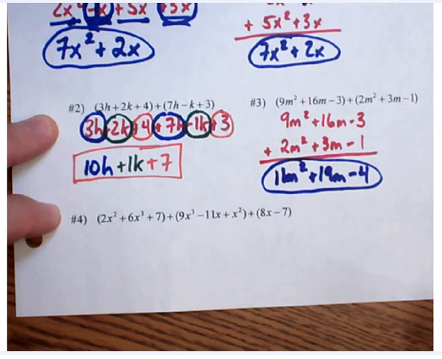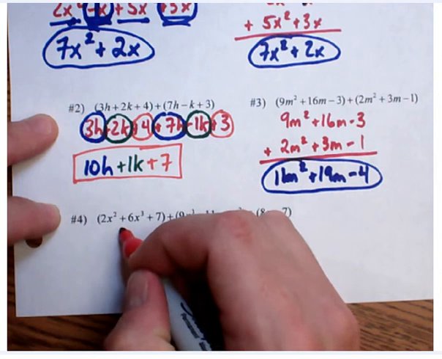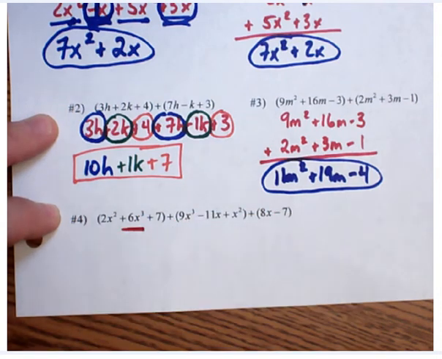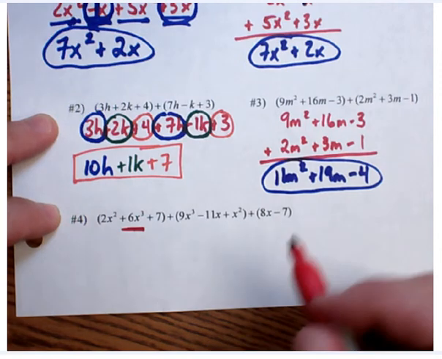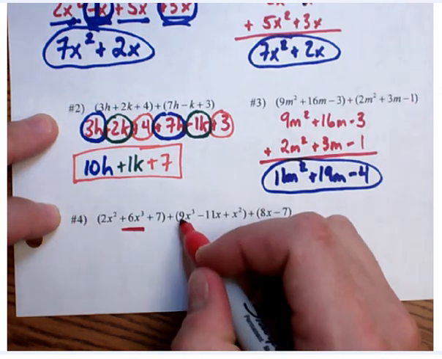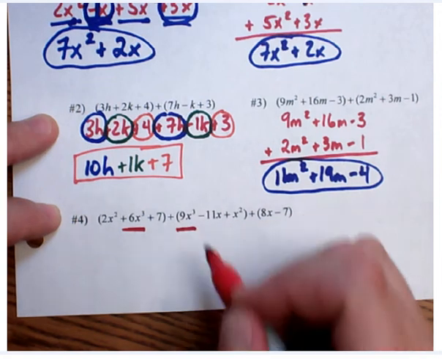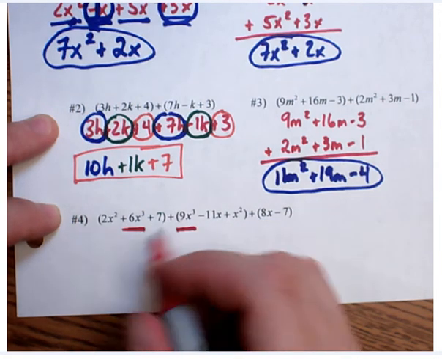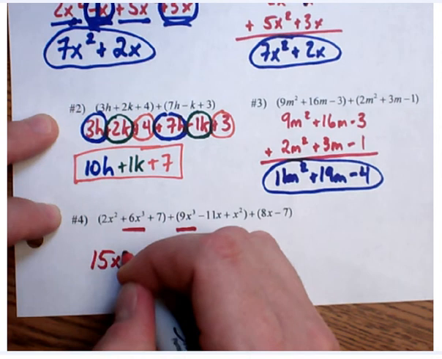Let's start with the variable that has the highest exponent. So you have a 6x to the third. Now do we have any other x to the thirds in the problem? We do. We have a 9x to the third, and it's plus. 6 plus 9, 15x to the third.